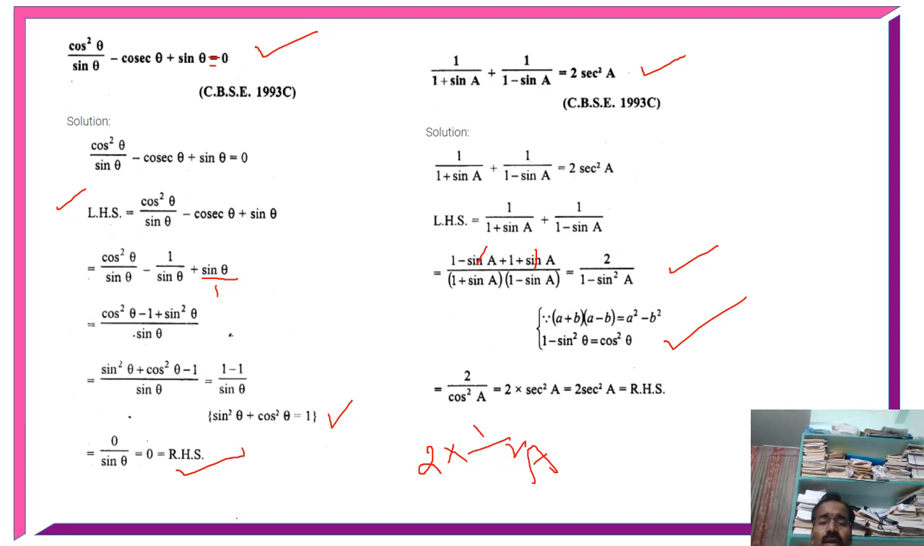In this manner we will prove the result by using identities. So please do like this, students. 1 by cos square A is secant square A, so 2 into 1 by cos square A is 2 secant square A, RHS proved. We took LHS, we proved RHS by using the identities. Let us go with the next slide.